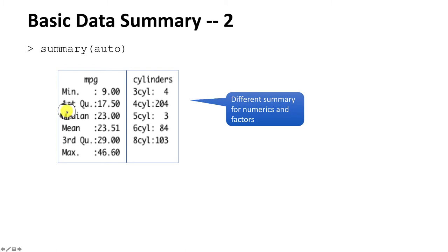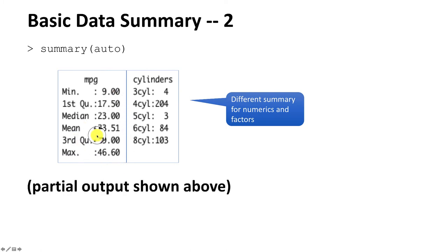That's the first quartile. Median, of course, is the 50% middle value. Mean is just the average. Third quartile is 75%. Maximum is the maximum. Okay. So if a variable is a numeric variable, you see these results as output.